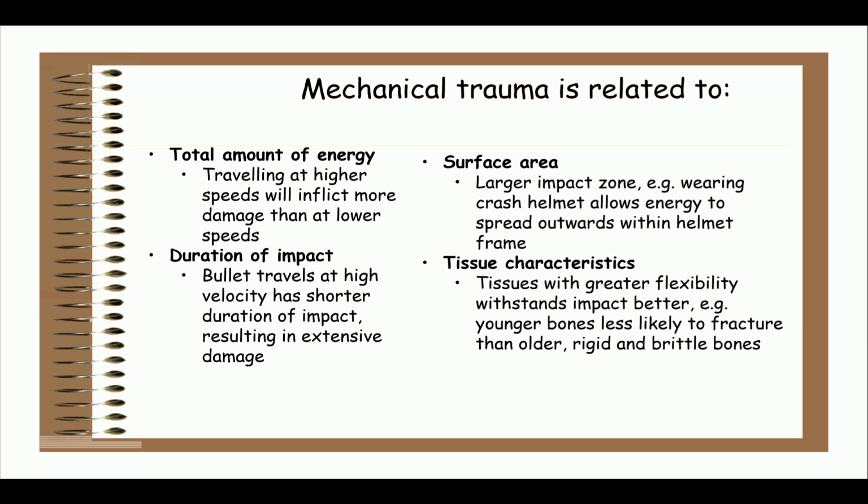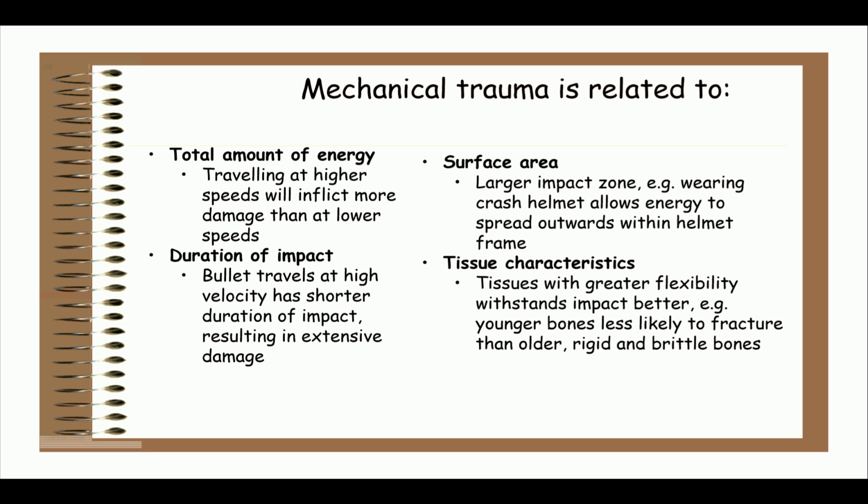Mechanical trauma is related to a number of things. It's related to the total amount of energy, the duration of impact, the surface area, as well as tissue characteristics. Regarding the total amount of energy, the speed at which you travel will inflict more damage than at lower speeds. With the duration of impact, a bullet, for example, travels at a very high velocity but has a shorter duration of impact and results in extensive damage.